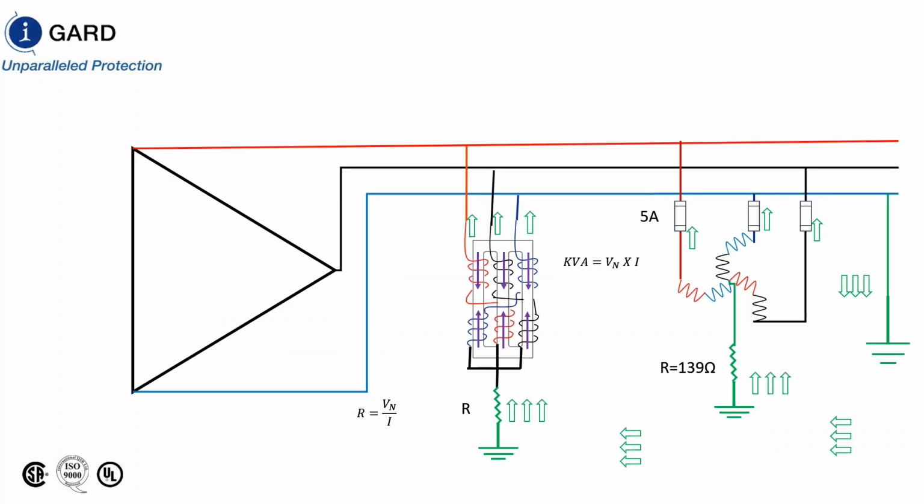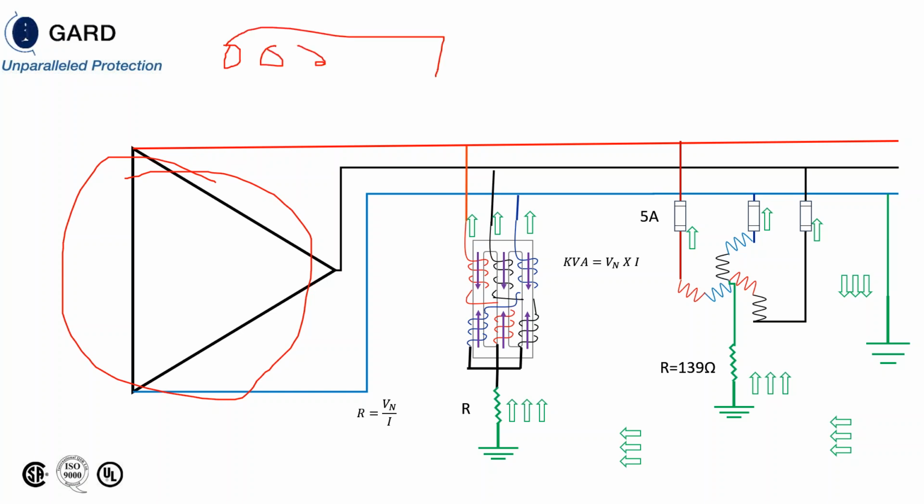We can use a zigzag transformer when you have a delta system here. Here we have a delta system. Or what I like to use this for is when we have multiple sources. We can have multiple generators connected together and connect the entire system through a zigzag transformer. And then when we have that, we can actually limit our fault current to a known value, irregardless of how many generators are online.